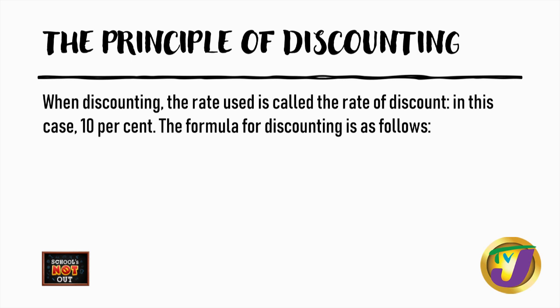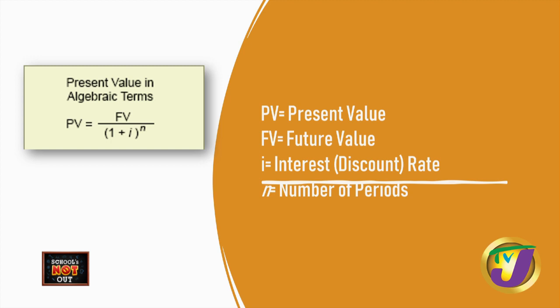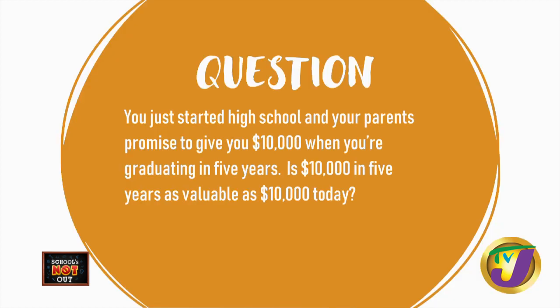Now, when discounting, the rate used is the rate of discount. And in this case, it's the interest rate that is also the discount rate. Now, this is a formula for calculating the discount rate. And I'll show you a slightly different formula a little bit later. So in this formula, it's PV equals FV divided by (1 plus i) raised to the power of n. And PV is present value. FV is future value. i refers to the interest or the discount rate, and n is the number of periods, or in most instances, the period is a year.